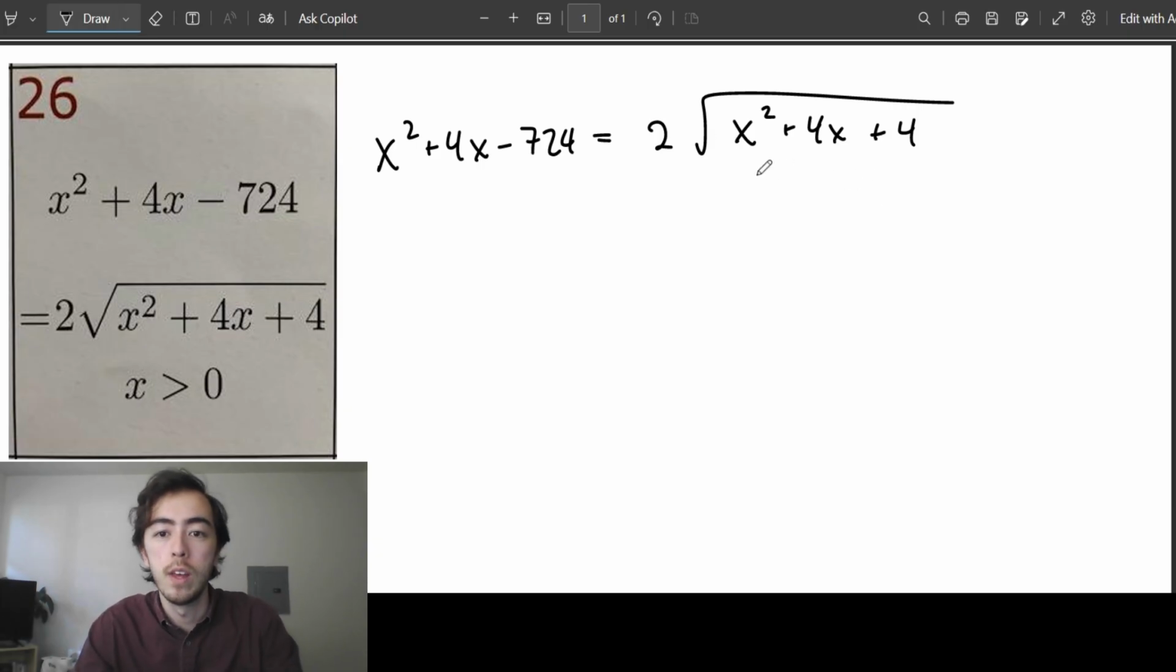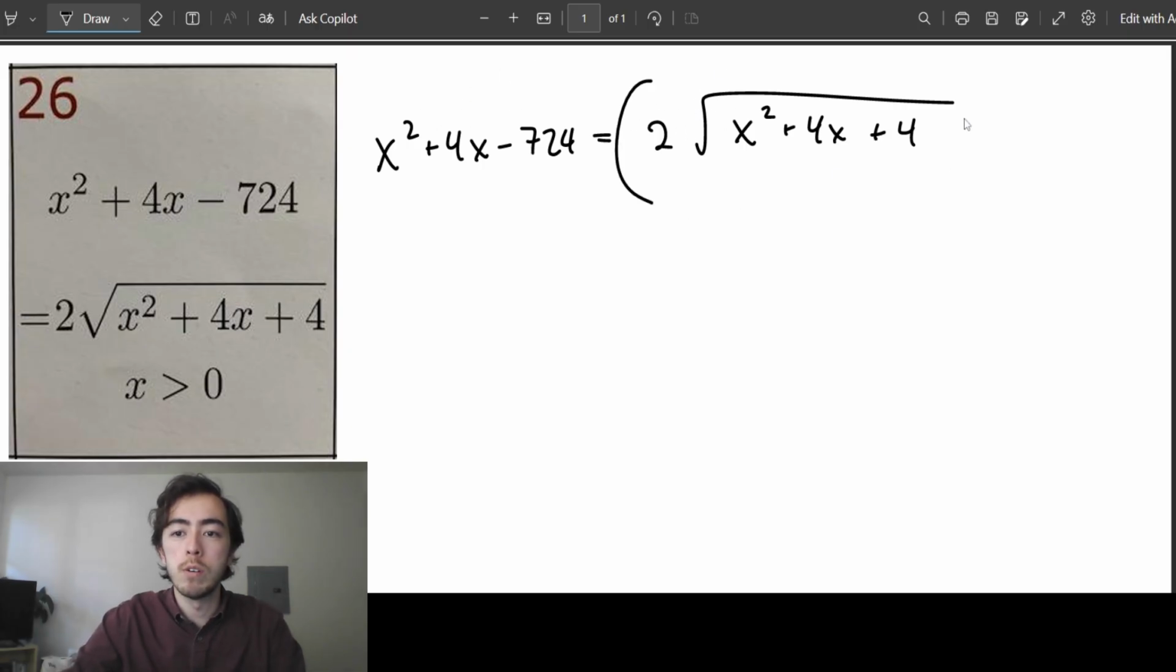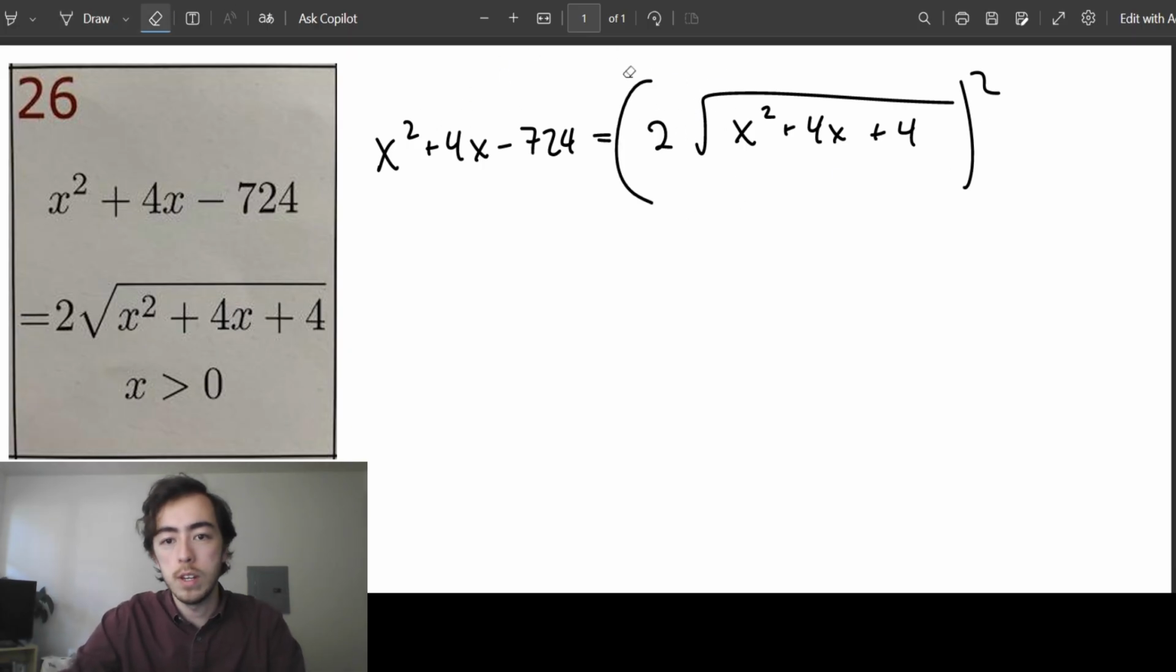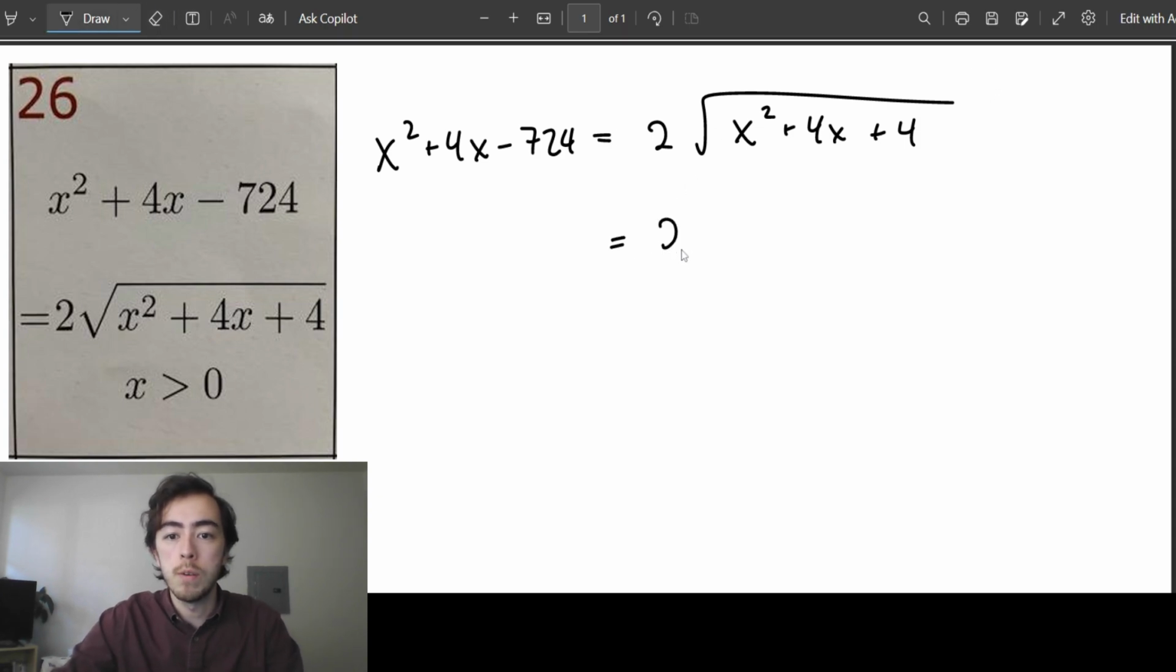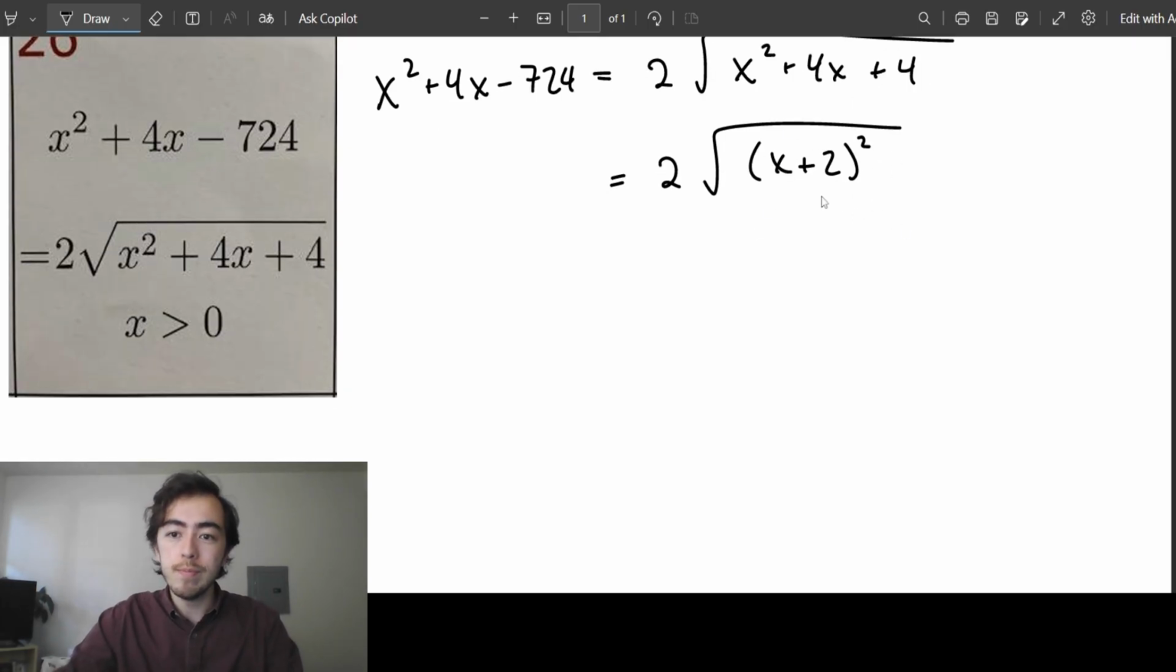I'm not sure. And normally what I would do here is, oh, look, there's a square root. We could cancel it out by squaring both sides. But I do notice that the thing underneath the square root, that radicand, is actually a perfect square itself. This is just x plus 2 squared. And here, I could cancel that square and that square root. So we get 2 times x plus 2 on the right side.